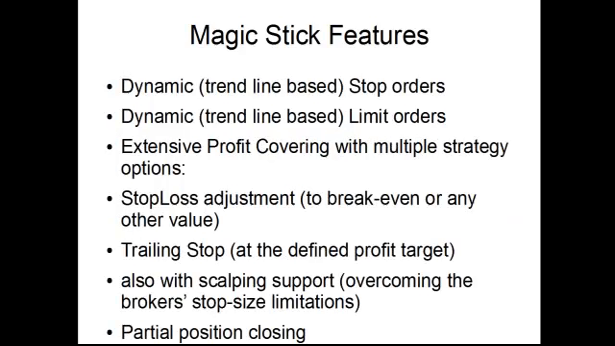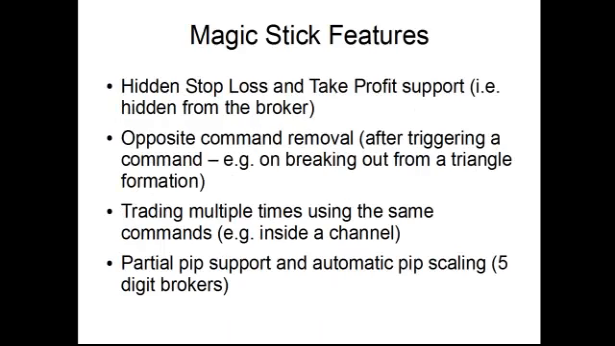So there's dynamic trend lines based on stop orders, dynamic trend lines based on limit orders, extensive profit covering and multiple strategy options, stop loss adjustments to break even or even other values, trailing stops at the definite profit target. Also with scalping support, overcoming the brokerage stop size limitations, partial position closing. Hidden stop loss and take profit support hidden from the broker.